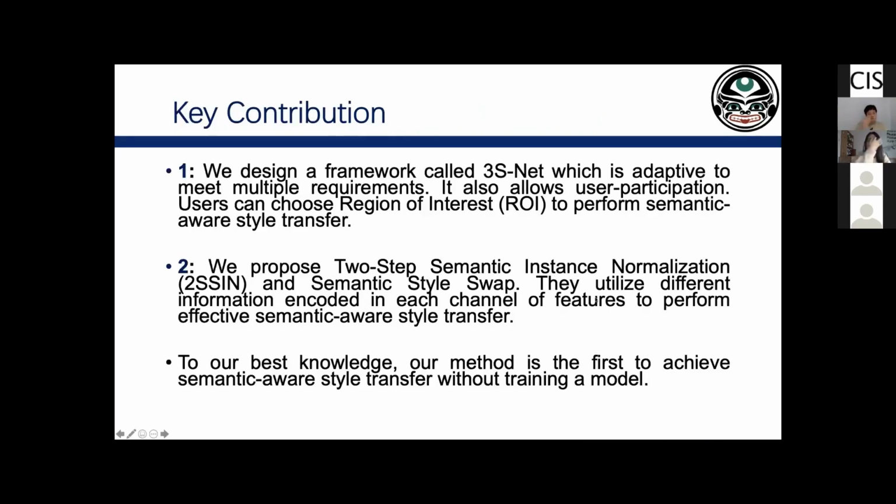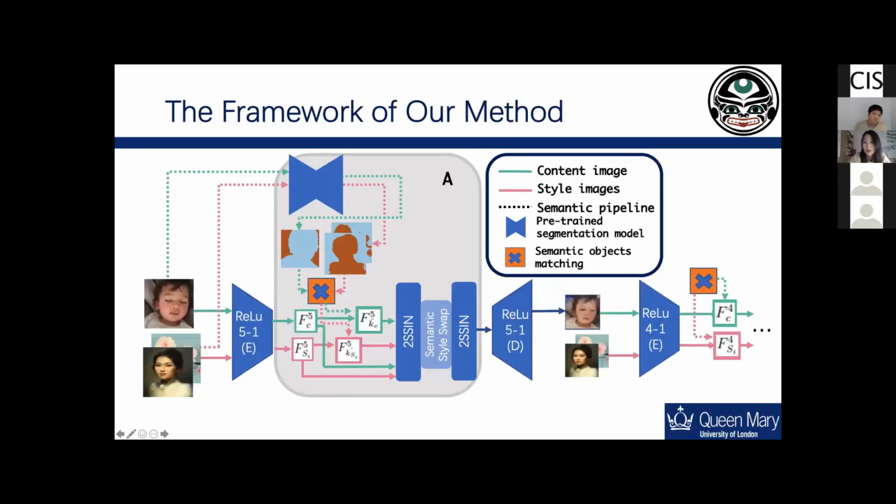Firstly, we design a framework called 3S-Net, and it includes a style transfer module with two-step semantic instance normalization and semantic style swap. To the best of our knowledge, our method is the first to achieve semantic-aware style transfer without training a model. This is our framework. It is based on a pre-trained VGG19 encoder-decoder and a pre-trained DeepLabV3 segmentation network.